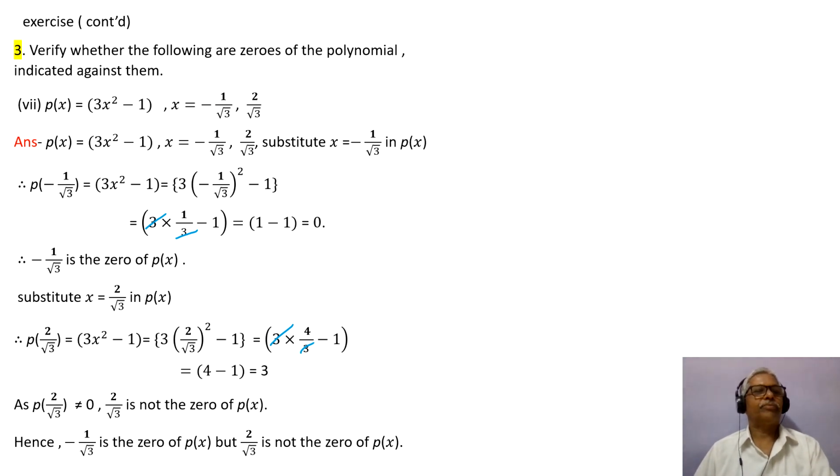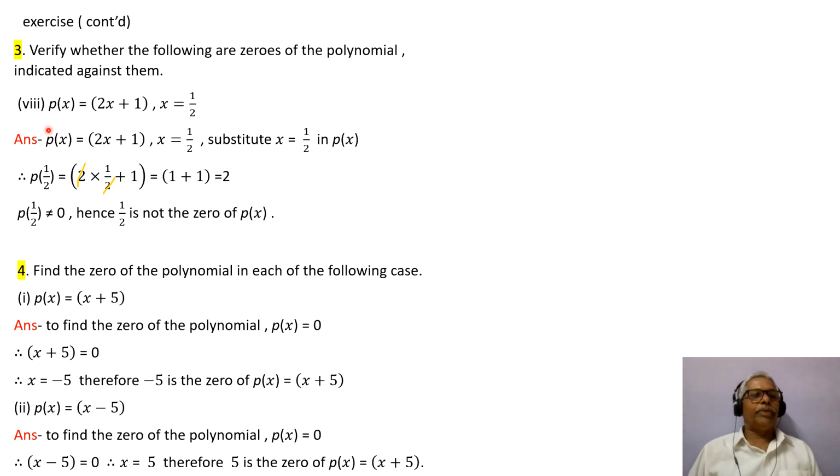Okay, and last one in this, p(x) equal to 2x plus 1 at x equal to 1 upon 2. Answer: p(x) equal to 2x plus 1 at x equal to 1 upon 2, or half. Substitute x equal to 1 upon 2 in p(x). So therefore p of half will be, I'm taking it directly. Okay, you should actually write it. Okay, do it.